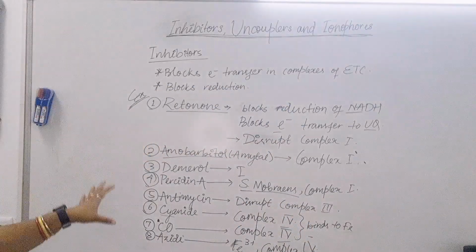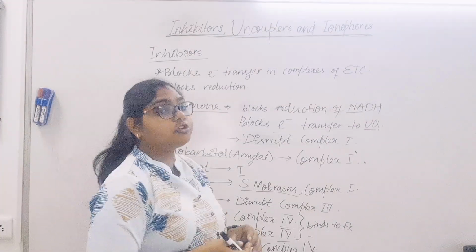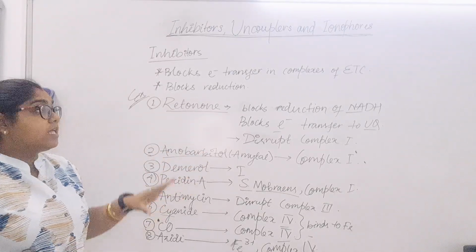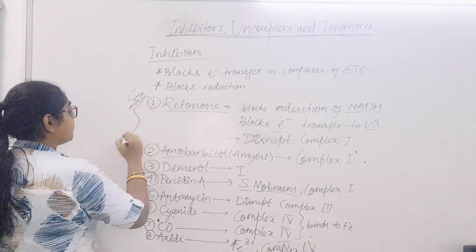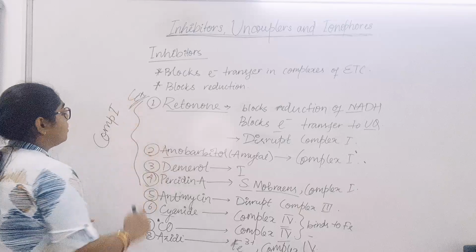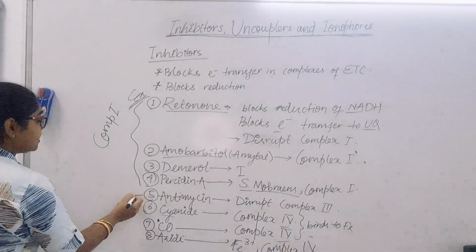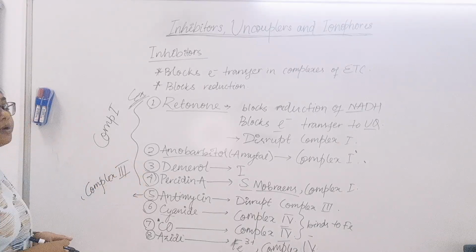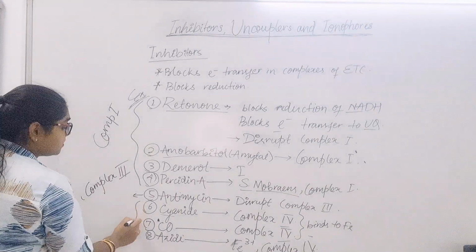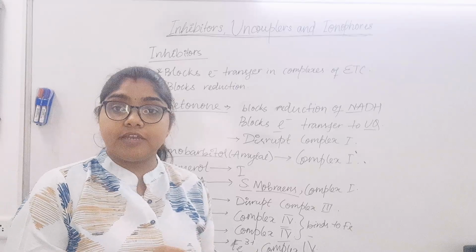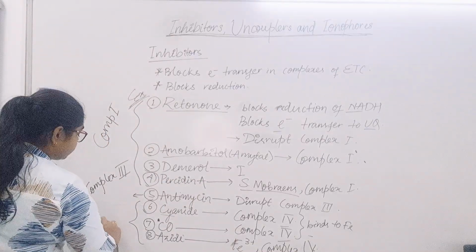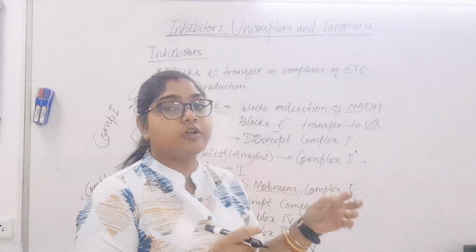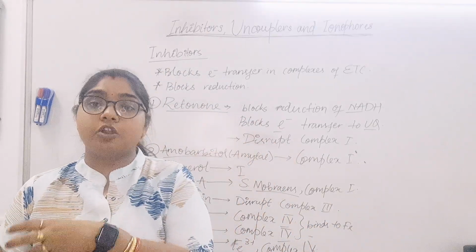So these are the inhibitors which affect the electron transport chain. Rotenone, amobarbital or amytal, demerol or piericidin A, these four affect complex 1. Antimycin affects complex 3. It blocks the electron transport from cytochrome b to cytochrome c1. Cyanide, carbon monoxide, azide, along with hydrogen sulfide, block complex 4. So these inhibitors inhibit electron transport in the complexes of the electron transport chain.